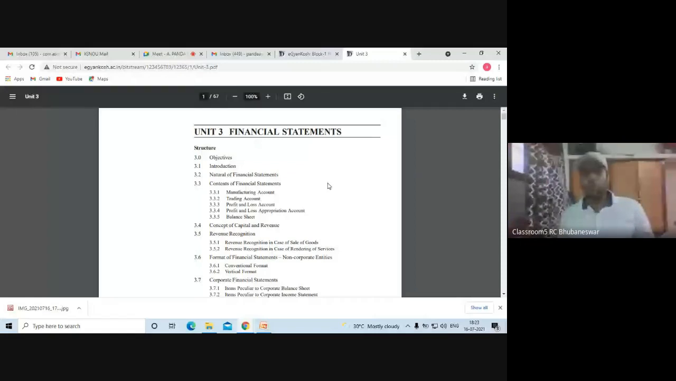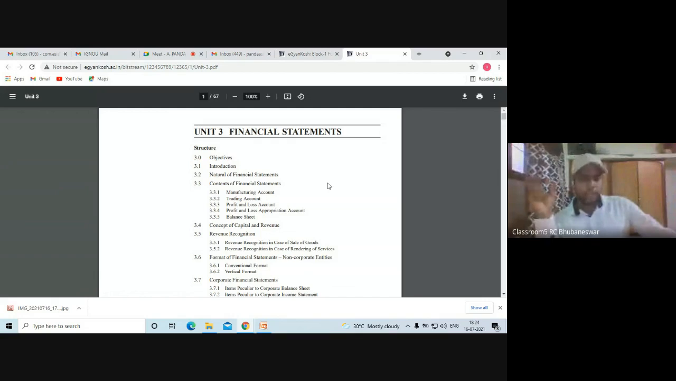So trading is alternatively known as, or its definition is, buying and selling with a motive to earn profit. So we will buy from one place and sell in another place, and we will make profit. So that is trading. In case of trading concerns, in the income statement we will prepare a trading account, profit and loss account.